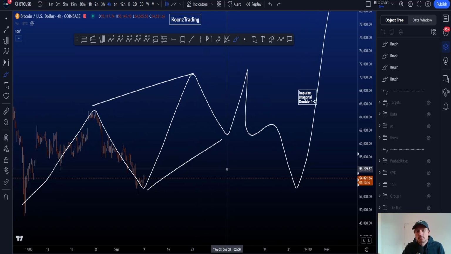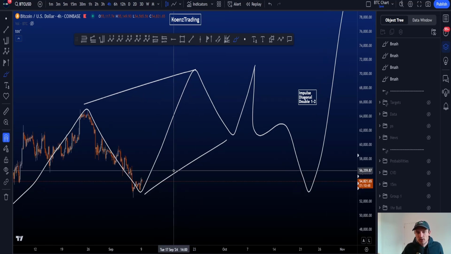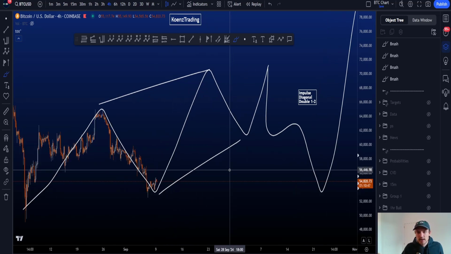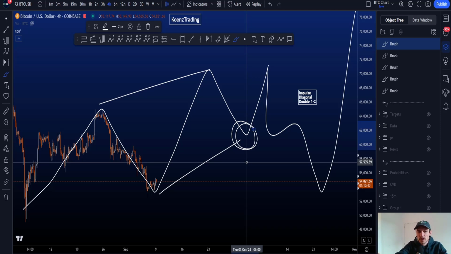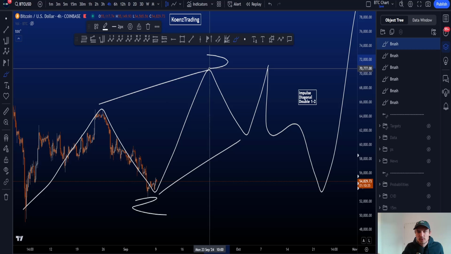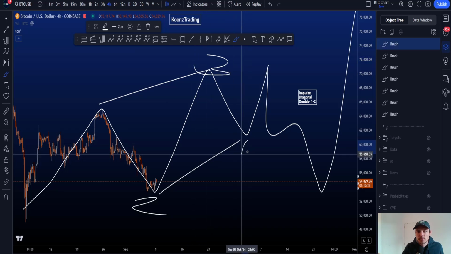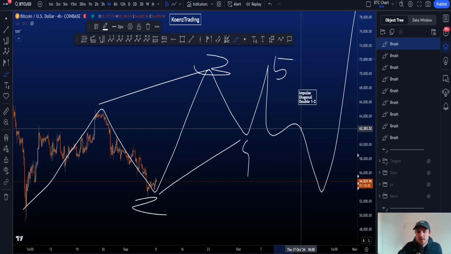Now the problem for this diagonal is that it is way too early to call probabilities for a diagonal. Preferably you wait for a wave 4 to be in before really starting to give higher probabilities to a diagonal. And at the moment, we would be looking for a wave 3 to form, then eventually 4, and then of course a final leg up in a wave 5.